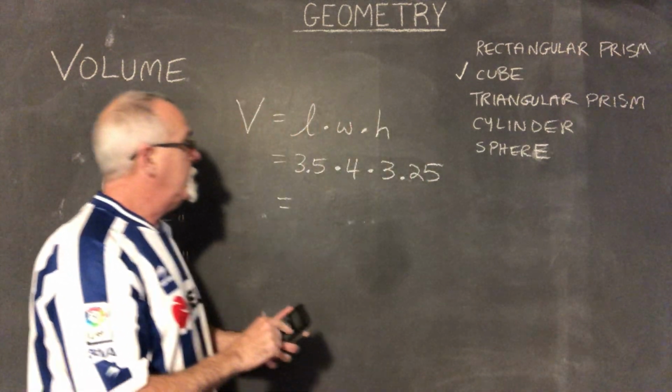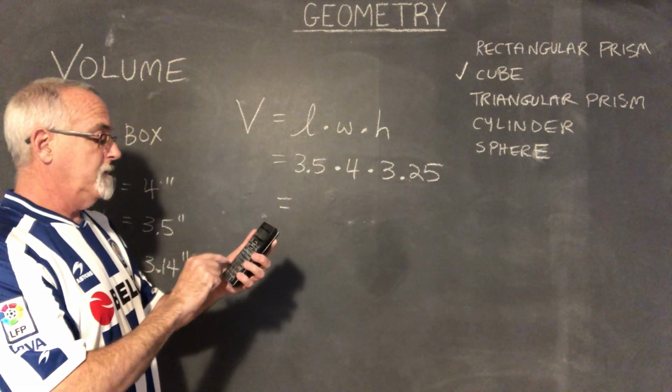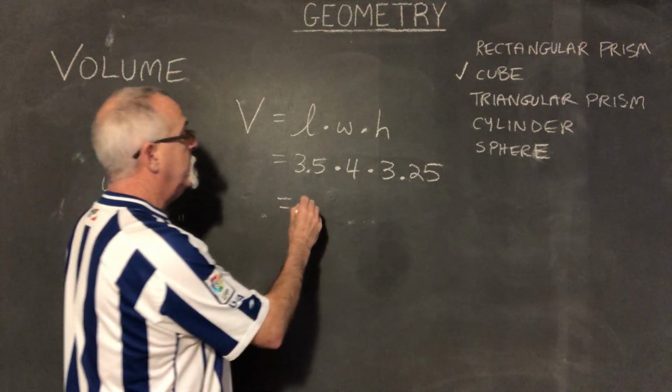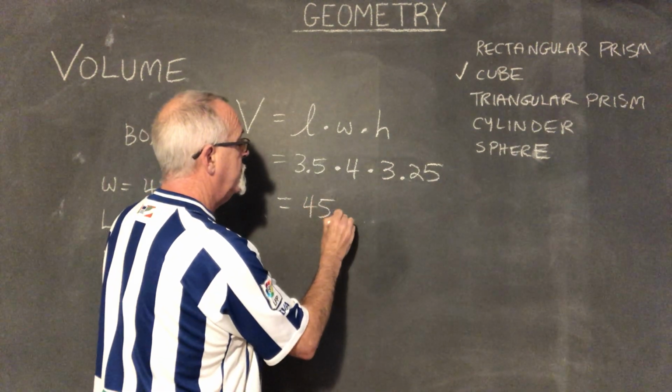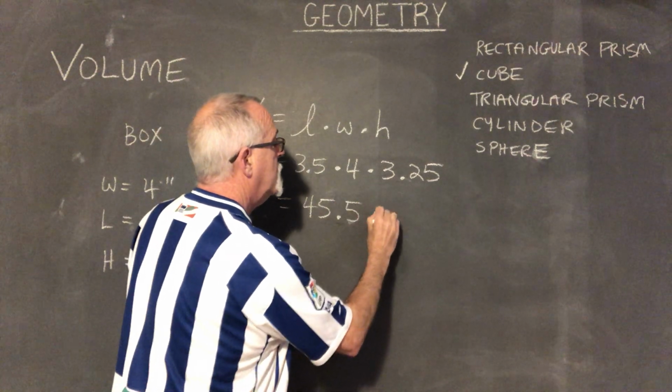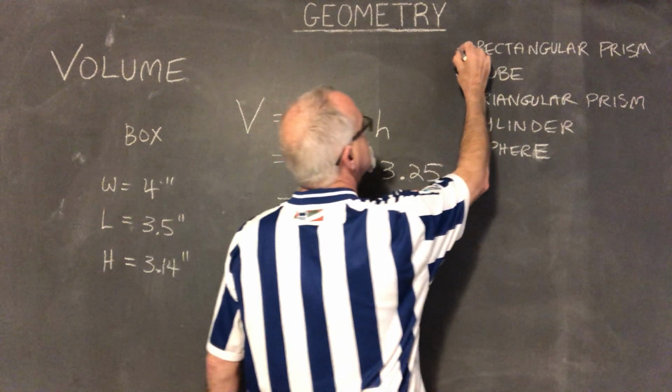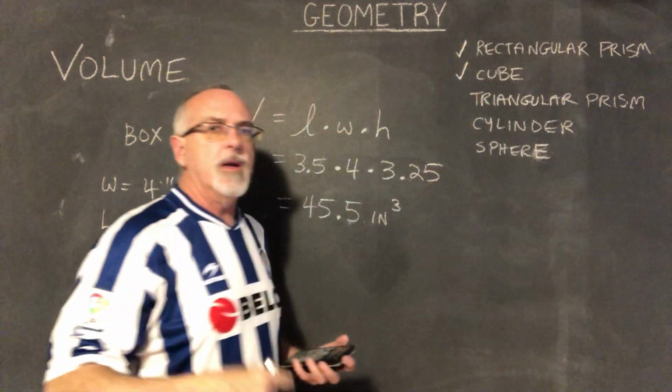Calculator. 3.5 times 4 times 3.25. 45.5 cubic inches. 45.5 cubic inches.